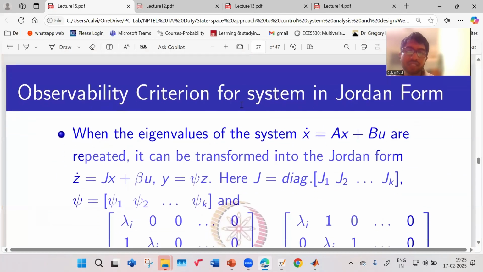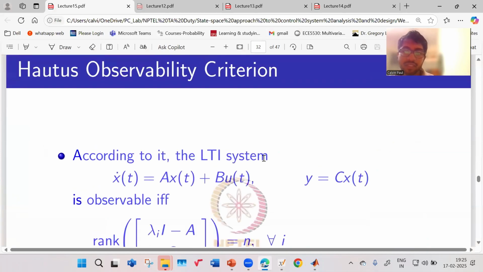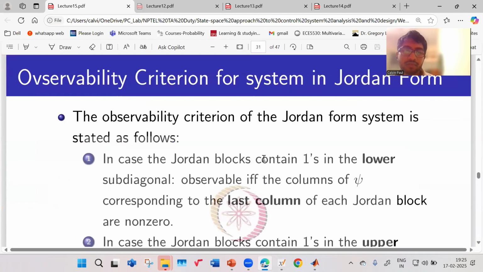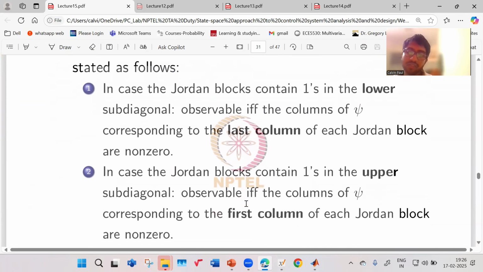So that is why, with the Jordan form, if you observe, Sir has shown that in case the Jordan block contains ones in the lower subdiagonal, then the columns corresponding to the last column of each Jordan block are non-zero. And in case the Jordan block contains ones in the upper subdiagonal, it is observable if and only if the columns corresponding to the first column of each Jordan block are non-zero. Okay, so I hope this part is clear.